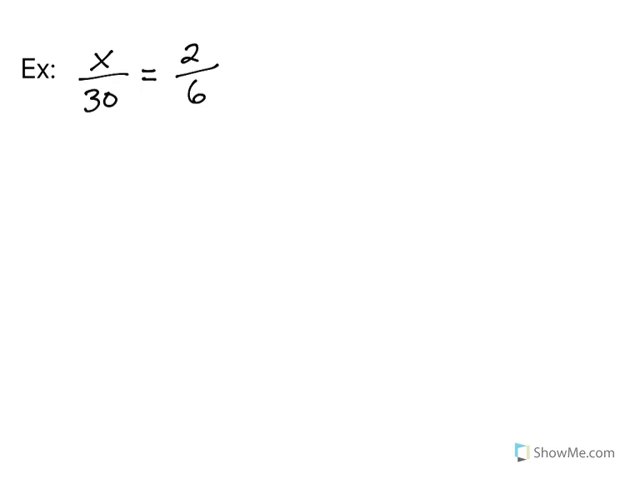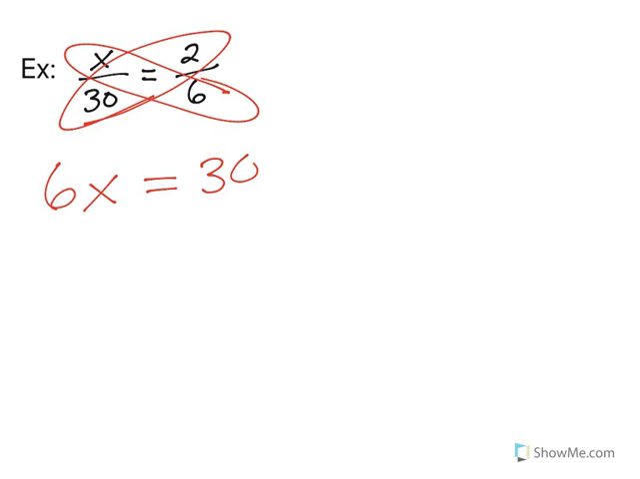All right, let's jump in and do some. We're going to start basic and then get more difficult as we go. So x over 30 equals 2 over 6. Using the idea of cross products, 6x equals 30 times 2. Well, 30 times 2 is 60.